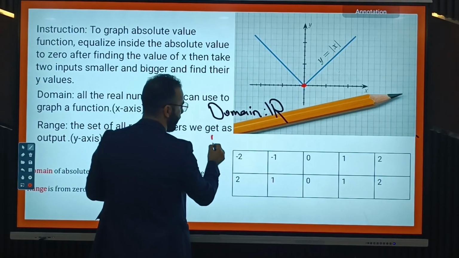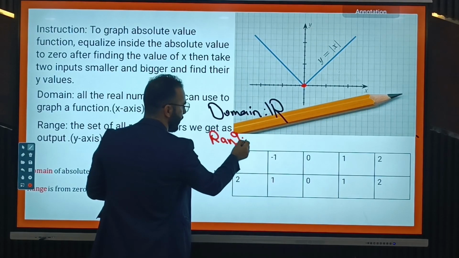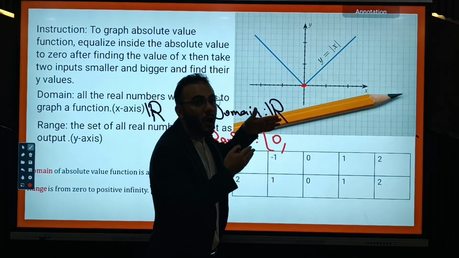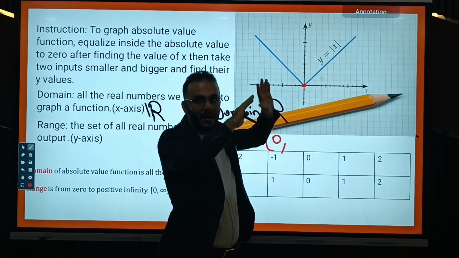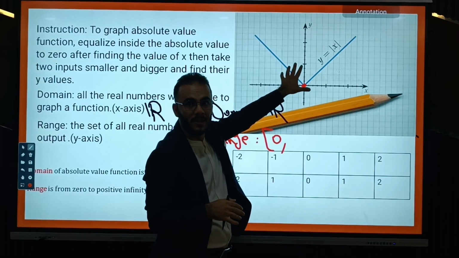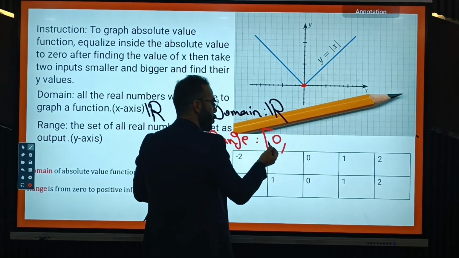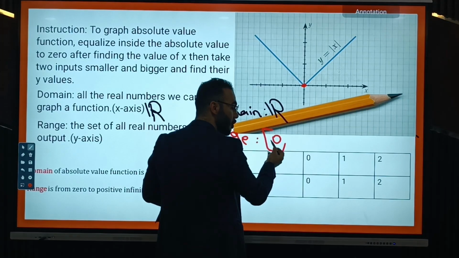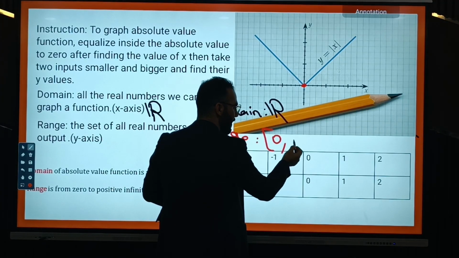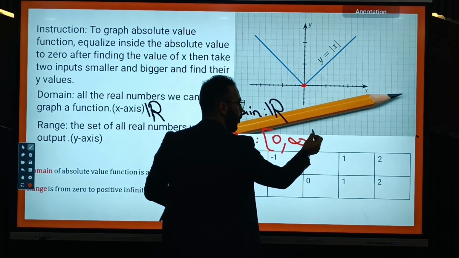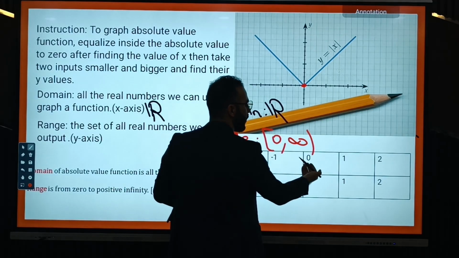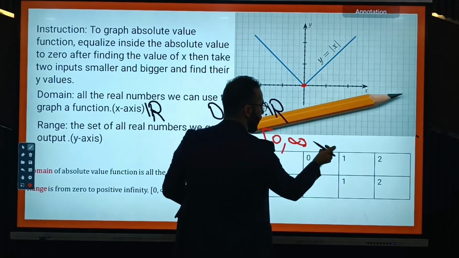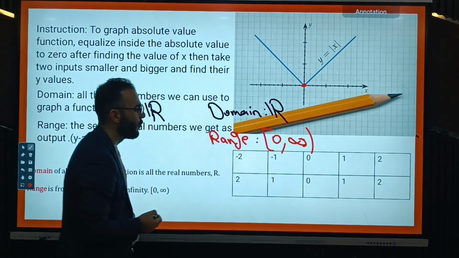So the range is from 0 to, so it goes up. There is no bound, by the way, for this absolute value function. Therefore, you are going to say that it's boundless. So it's from 0, closed interval, until positive infinity, open interval. But according to some books, they show it in this way. Both of them are okay, but in your book, open interval is shown in that way.